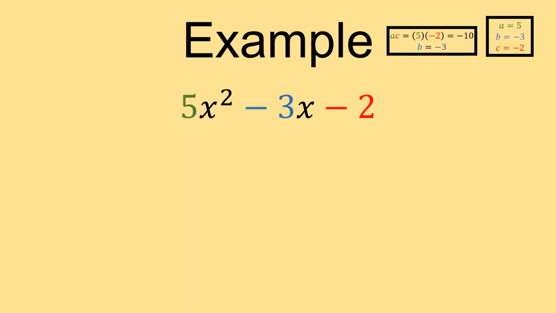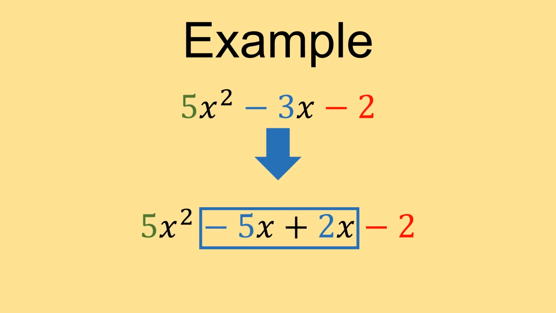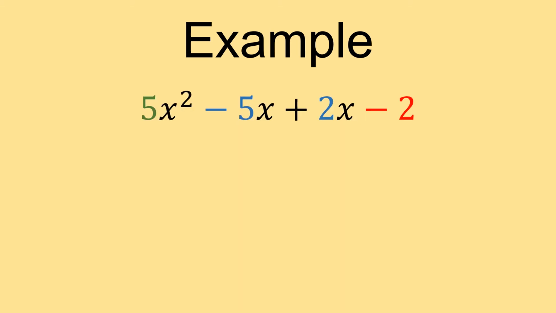So going back to our example, 5x squared minus 3x minus 2, we can now replace negative 3x with negative 5x plus 2x. The order of these terms is not that important, but the reason I put the negative 5x first is because the first term is going to be grouped with 5x squared, and I see that they have the same coefficient. Similarly, this 2x is going to be grouped with the c value, and in this case, they both share the value 2.